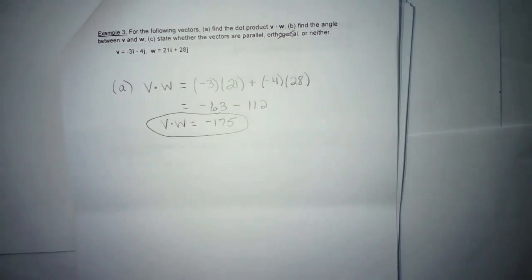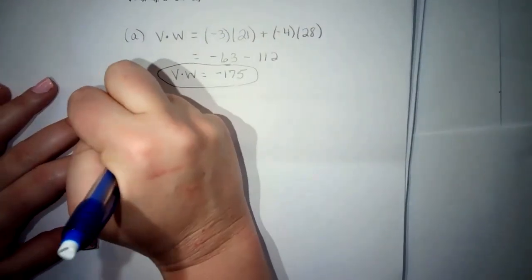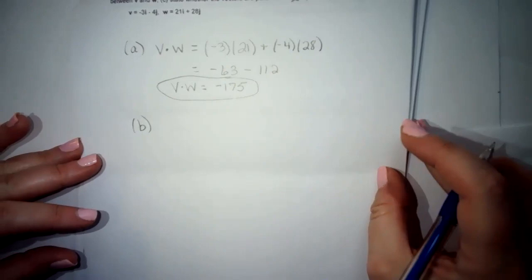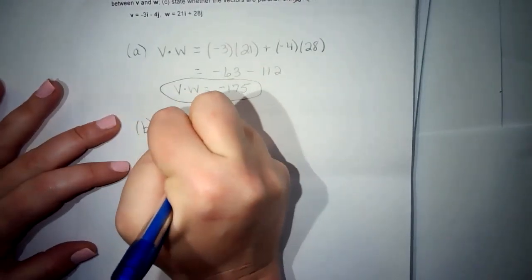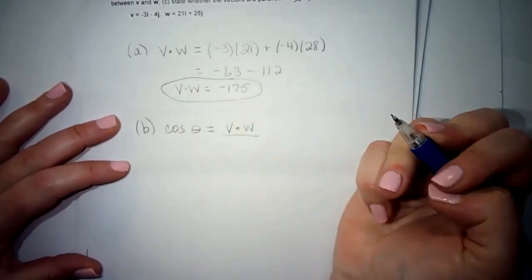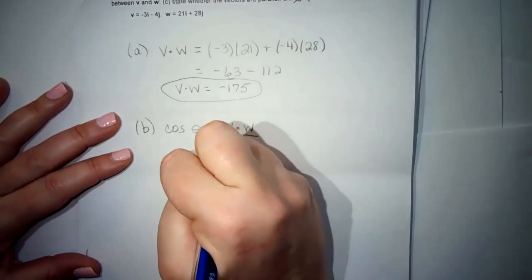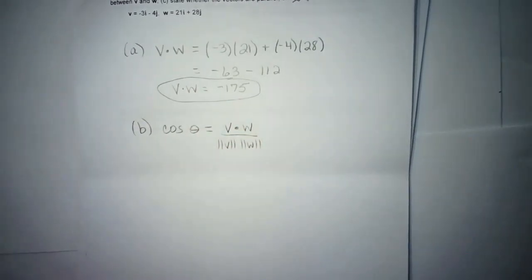As you can see, your dot product can be anything. It can be positive, it can be negative, it can be radical, it can be 0. I mean, the sky's the limit, so just be aware of that. Okay, let's look at B. We want to find our theta now. So we're going to have cosine theta equals the dot product, which we know is negative 175, over each magnitude multiplied together.